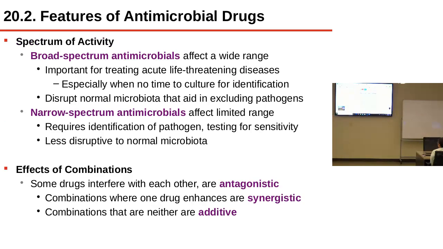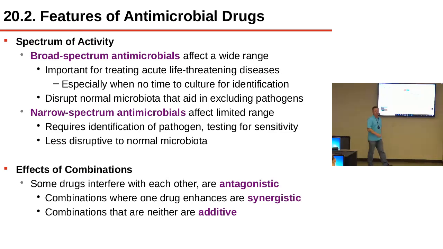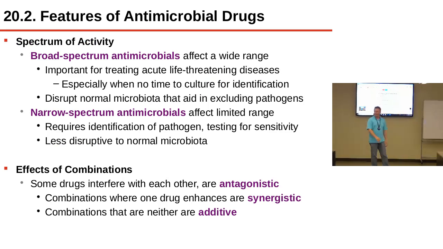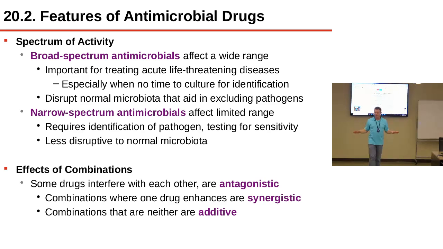So then we actually talk about the spectrum of activity. So we have broad versus narrow. Broad spectrum means that they wipe out everything. They affect a wide range. This is going to be important in treating acute illness. So somebody comes in, they're sick, they've got some sort of infection, but we have no idea what's actually causing that infection. We're going to give them a broad spectrum antibiotic first, because we just want to try to stop whatever it is that they have.